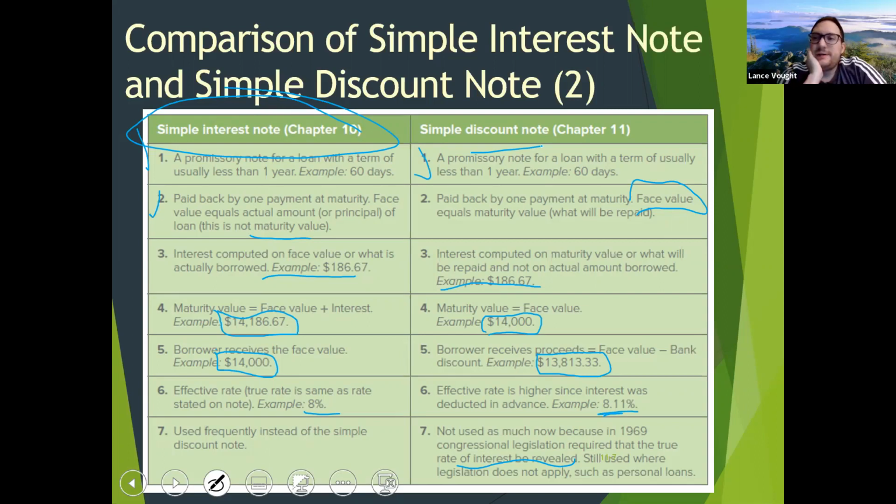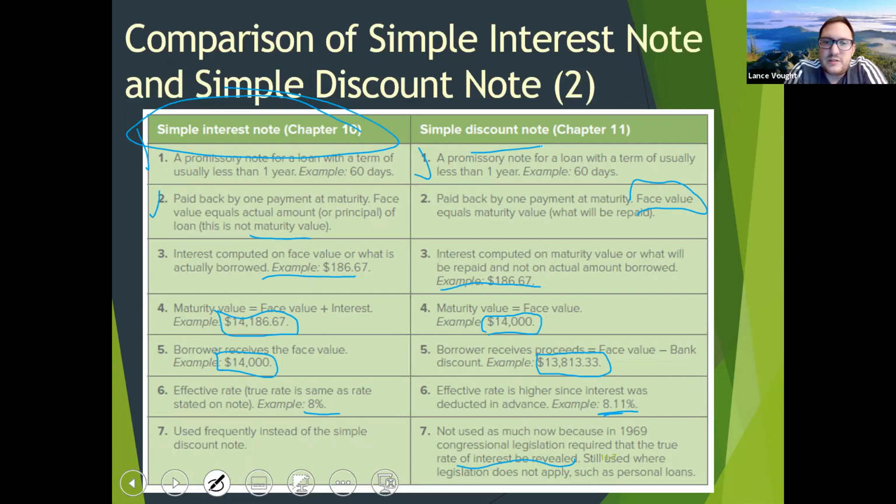And so if you take out the interest up front, the 186.67 that you're not getting today, that you're foregoing to not have to pay back the interest later, is worth more than the 186.67 that you're going to pay back over time.